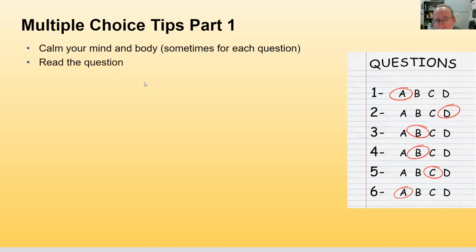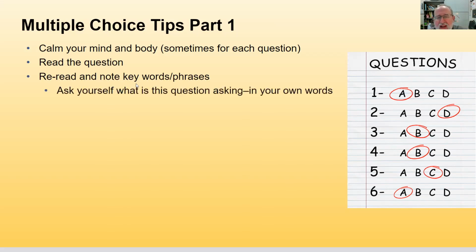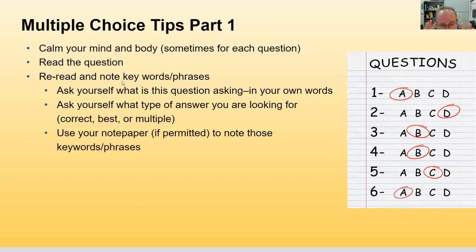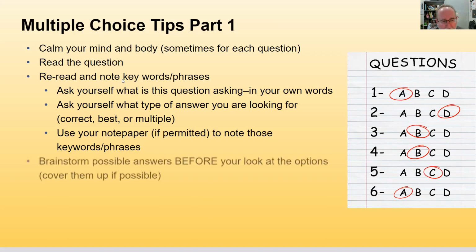Okay. Then you want to read the question. Then you want to reread and note the key words and phrases. You want to ask yourself, what is the question really asking, and put it in your own words. Ask yourself what type of answer you're looking for: correct, best, or multiple. Use notes paper, if permitted, to note those keywords or phrases. Get some words down so you don't have to think about everything. Just get them down on the page a little bit to help you process things.